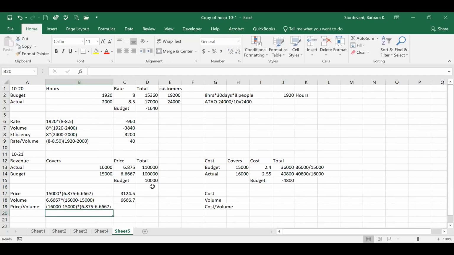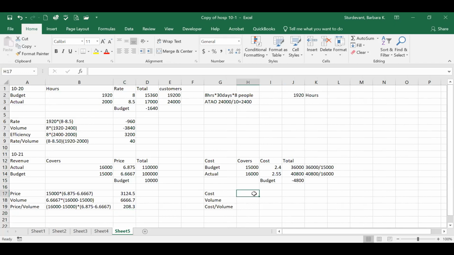I just expand that so you can see it. Okay, so those are all favorable. We did a good job on everything. We got more money per meal. We served 1,000 more customers than we were budgeted to, and so we made an extra $10,000. So those were good. Where we're not so good is on the cost side.